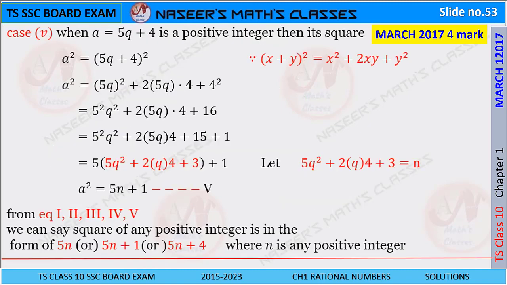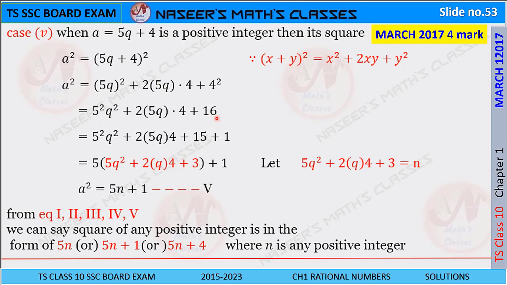When a = 5q + 4 is a positive integer, then its square is written as a² = (5q + 4)². RHS is in the form of (x + y)² = x² + 2xy + y². By using this formula, we can expand it as (5q)² + 2 times 5q times 4 + 4². Here 4² means 16 and (5q)² is written as 5²q².